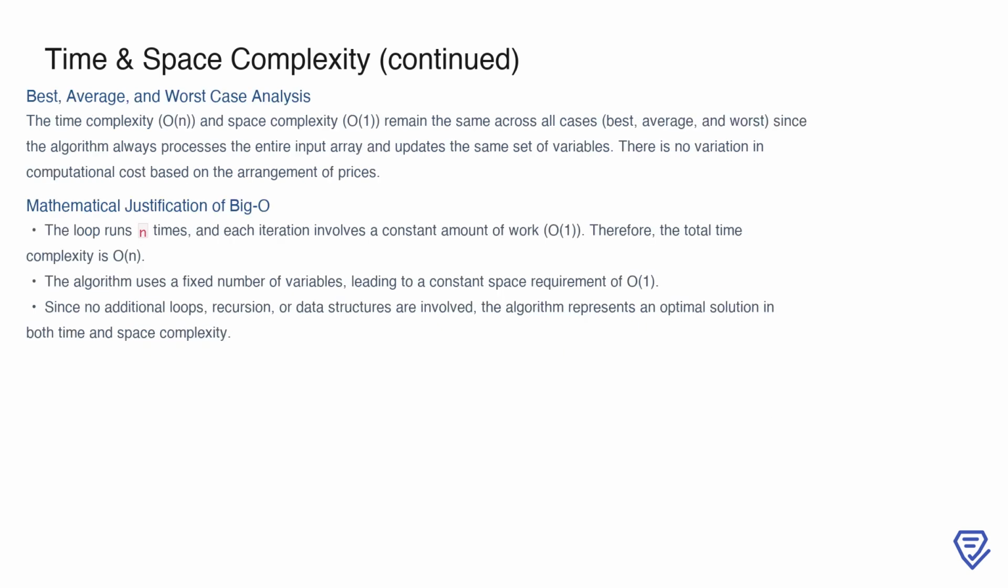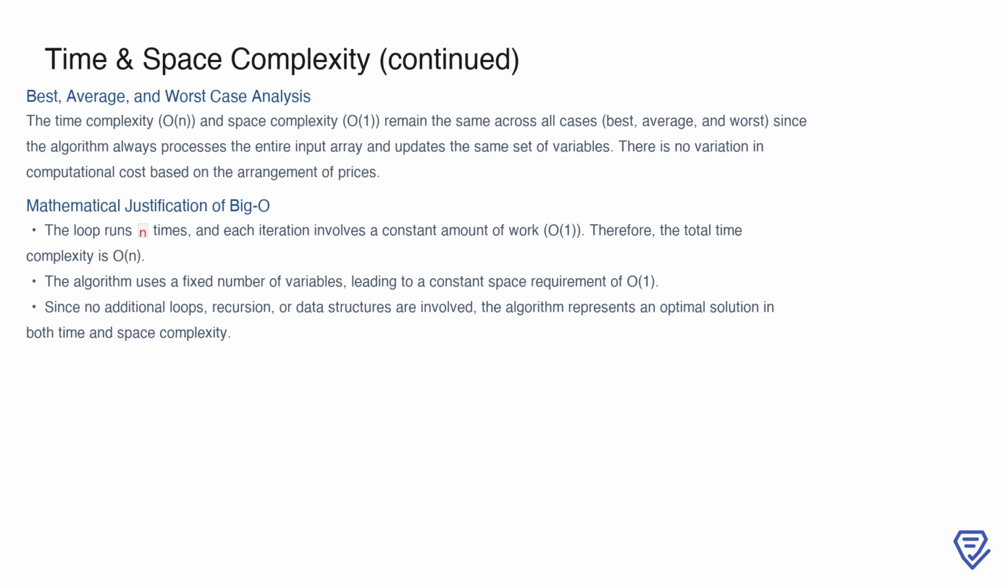Finally, let's consider the best, average, and worst-case scenarios for this algorithm. Regardless of the arrangement of prices in the input, the time complexity remains O(n), and the space complexity stays O(1). This is because the algorithm processes the entire array and performs the same constant time updates to its variables in every case. There's no variation in computational cost, making the algorithm consistent across all scenarios. To further justify the big O classification, the loop executes exactly n times, performing a constant amount of work in each iteration, which leads to a total time complexity of O(n). Additionally, the fixed number of variables ensures that the space requirement remains constant at O(1).